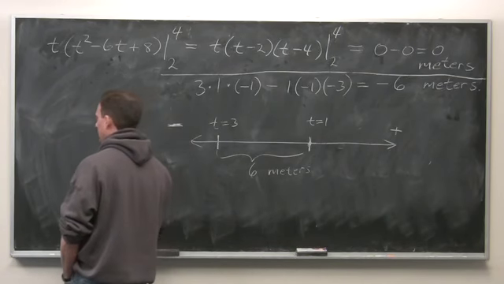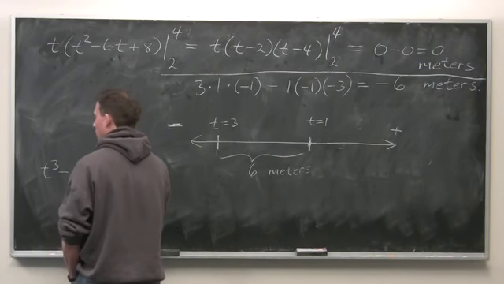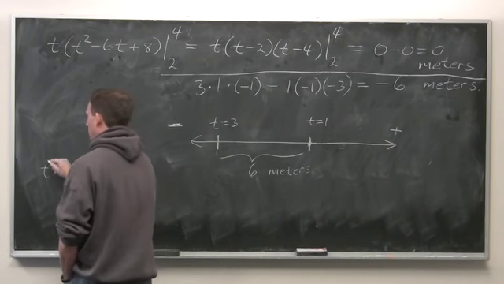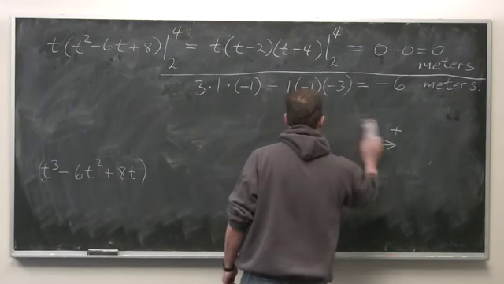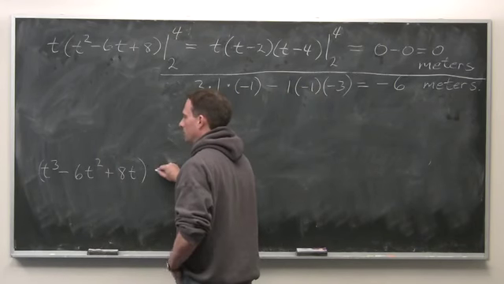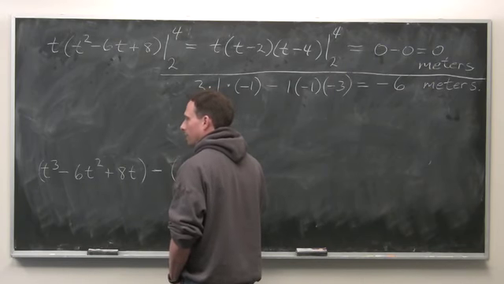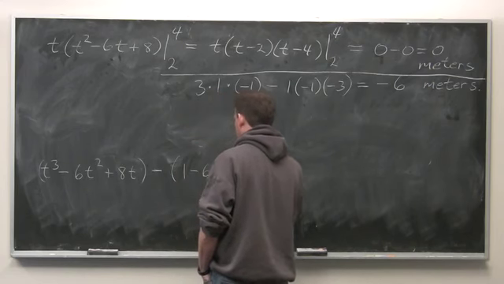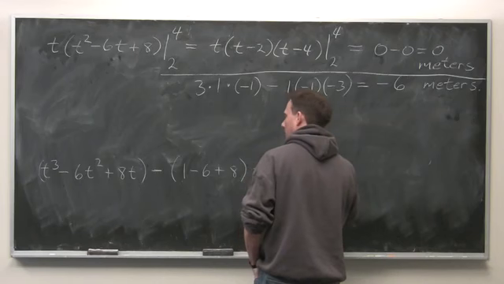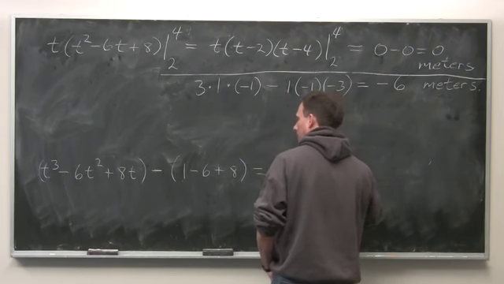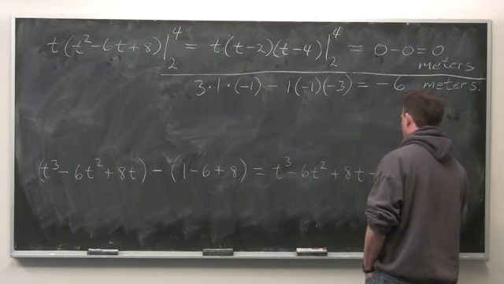Between times 1 and t, you plug in t for z, you get t cubed minus 6t squared plus 8t minus what you get when you plug in 1 for z, which is 1 cubed, so 1 minus 6 plus 8. So this is 3. So we get t cubed minus 6t squared plus 8t minus 3 meters.